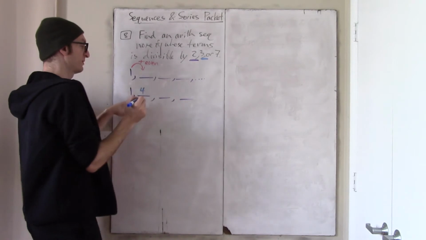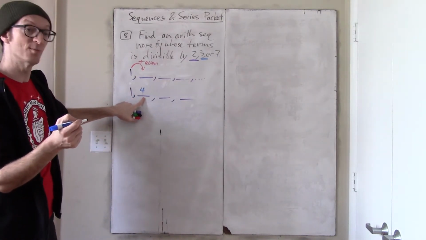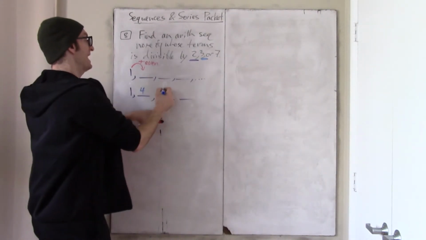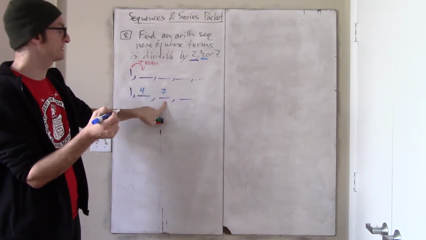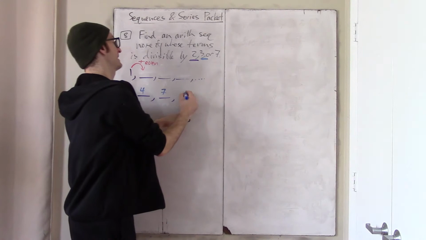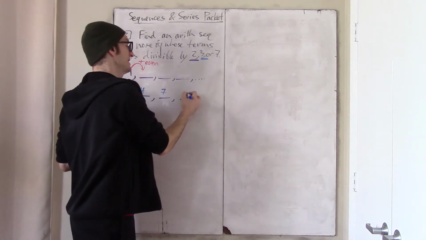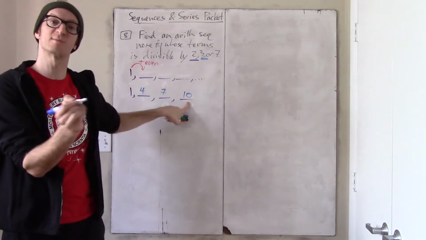Well, that's not a multiple of 3 because it's 1 more than 3. And if I add 3 again, I get 7. Well, that's not a multiple of 3 either because it's 1 more than 6, which is a multiple of 3. If I add 3 again, I get 10. Well, that's not a multiple of 3 either because it's 1 more than 9, which is a multiple of 3.